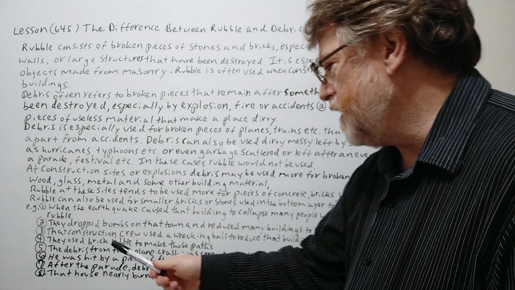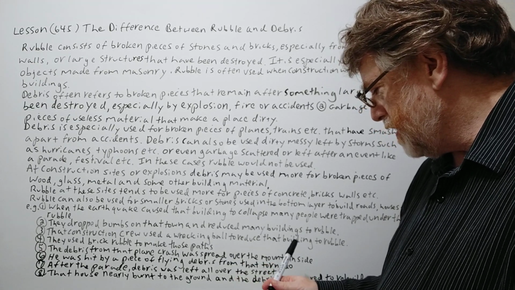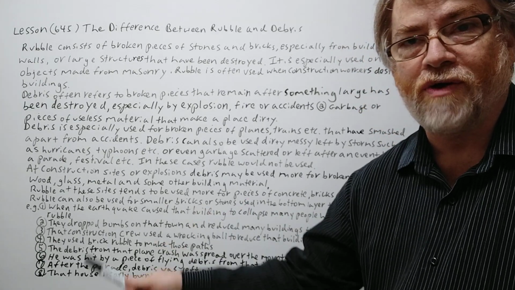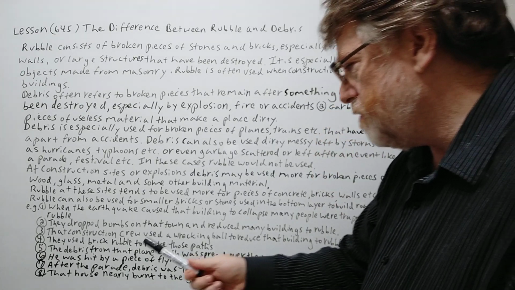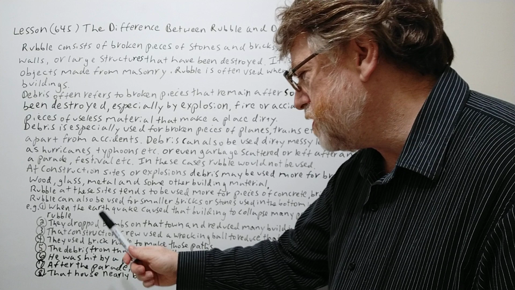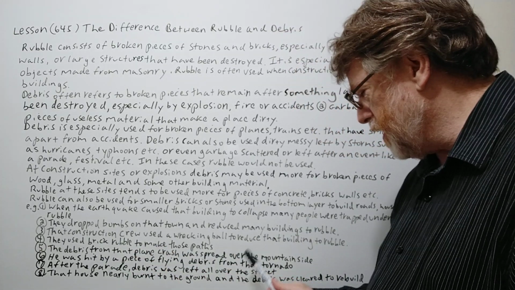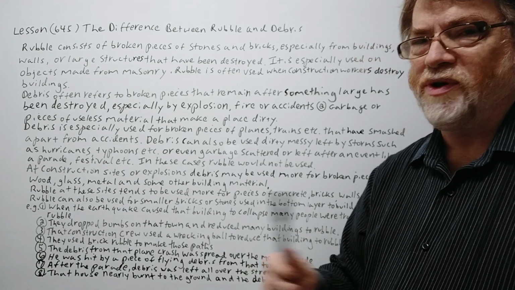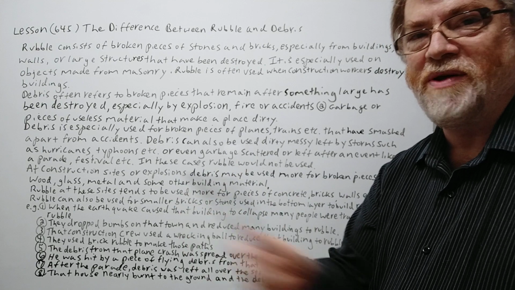Number 5, the debris from that plane crash was spread over the mountainside. So this is a crash. There's no masonry, so this is definitely debris. Number 6, he was hit by a piece of flying debris from that tornado. Yeah, you wouldn't have flying rubble. Rubble is generally usually too heavy to be flying around.